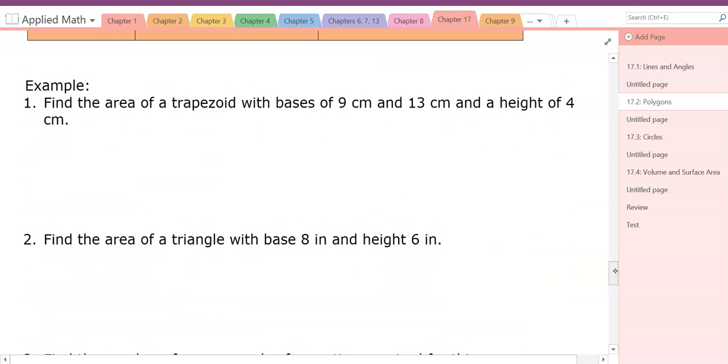Alright, so I want you guys to take a couple minutes and do both 1 and 2 here. Read the problems, figure out what formula you need to use, and then actually evaluate it. So I'll give you a couple minutes to do that.